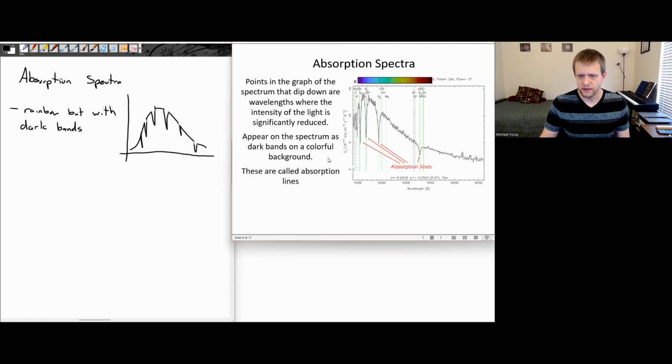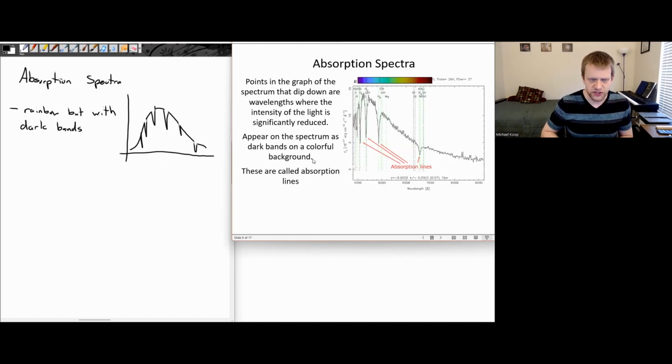These absorption lines occur when light passes through some thin cloud of gas, and that cloud of gas is really good at absorbing certain colors of light. So those particular wavelengths are removed from the spectrum.